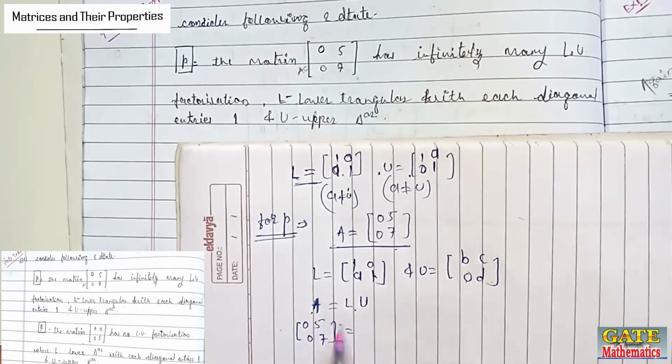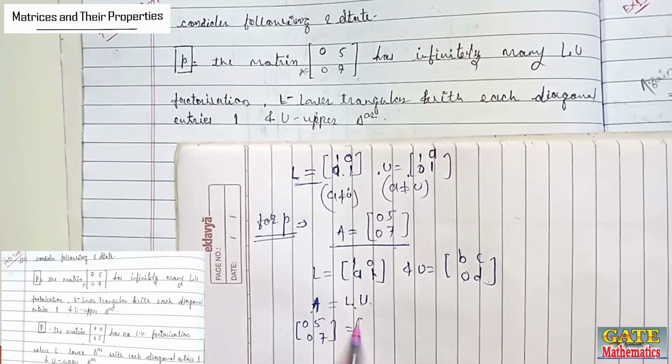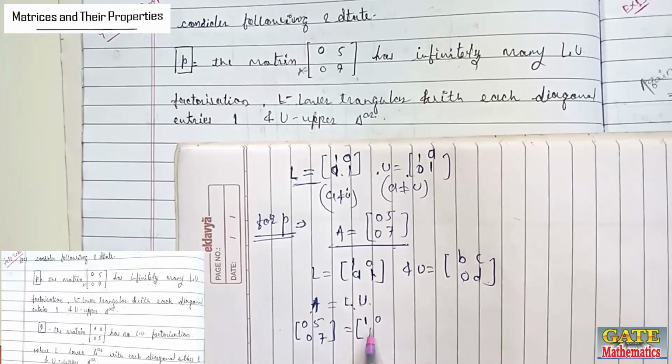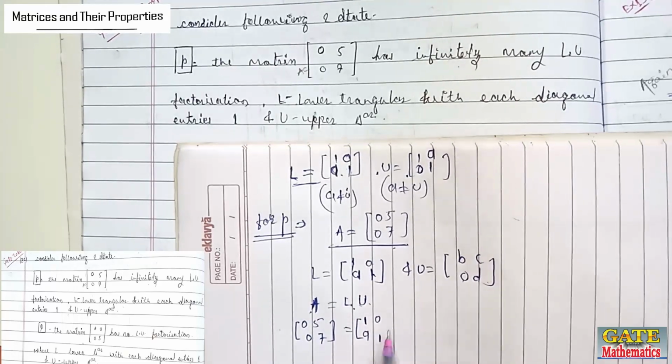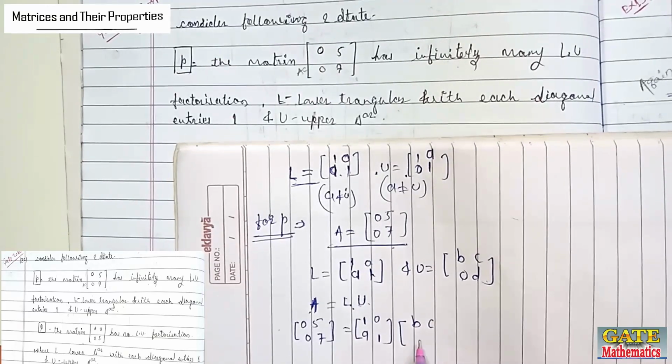This is the value for A. That means A has an LU decomposition, okay? So that's why I wrote it this way. L can be written as 1, 0, a, 1, okay? This is a, and U can be written as b, c, 0, d, okay?